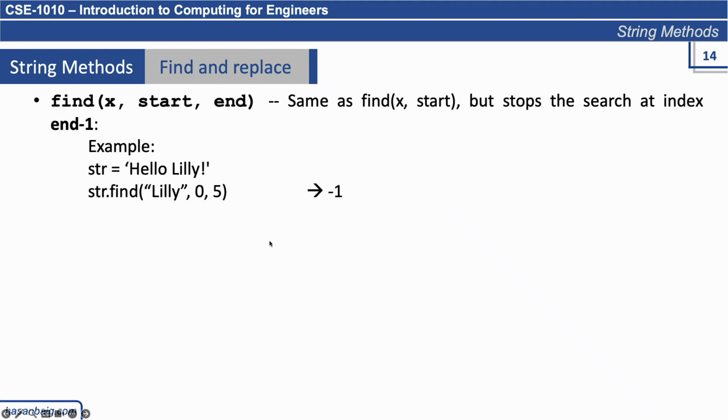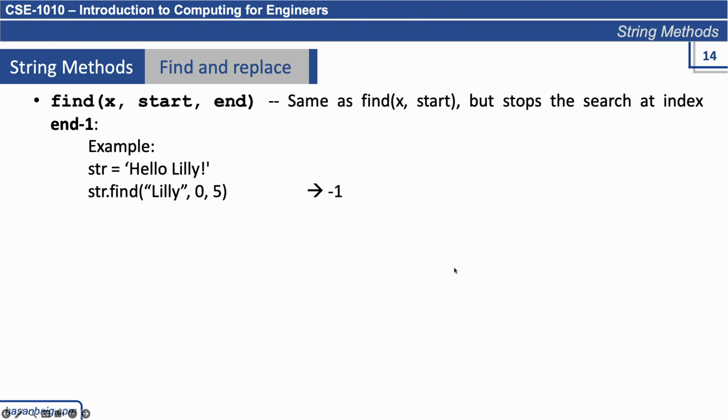Yep. So again, if you're looking for Lily, starting from 0 and ending at 5, what we are doing here is searching for Lily in the string str, but our search is restricted to index number 0 and 5. Do we find Lily in there? We cannot find Lily in this search space. The string actually contains Lily, but we are only looking between the 0th index and the 5th index, which means Lily is not present, so it will return -1.